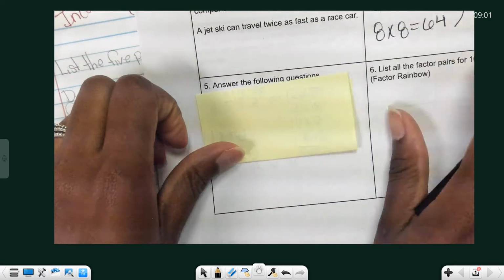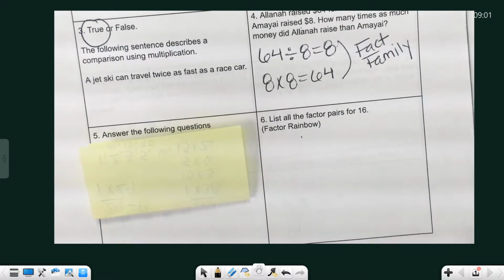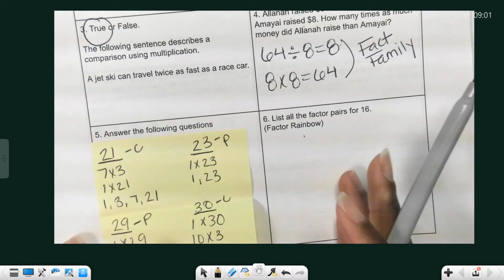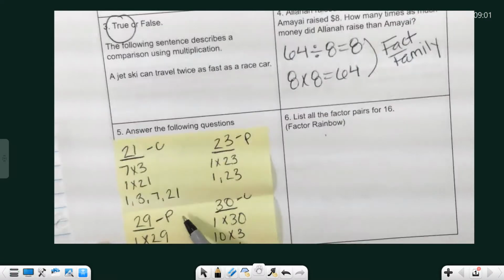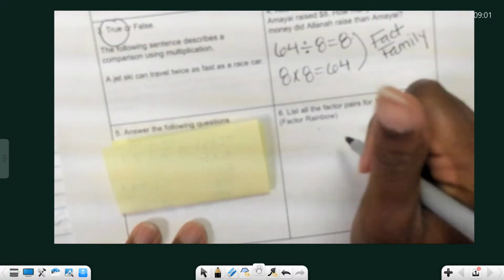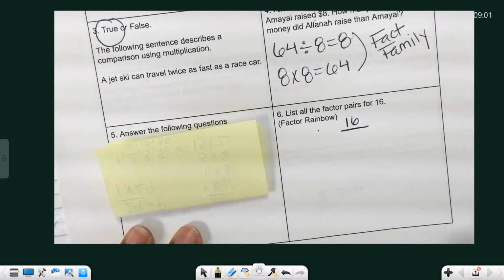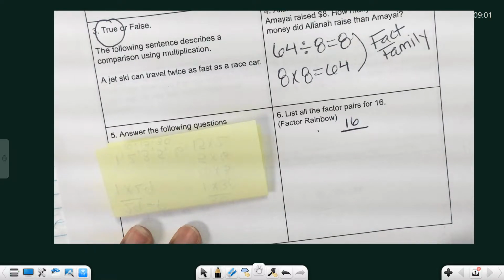All right. Number 6. List all the factor pairs for 16. And I put factor rainbow, so that means I want you to list the factor pairs just like we listed factor pairs to find prime or composite. And then you're going to list them and do your factor rainbow. So 16 is the number. What are the factor pairs for 16?